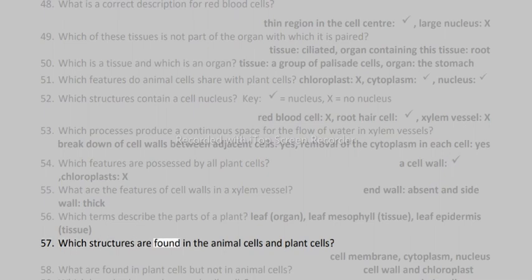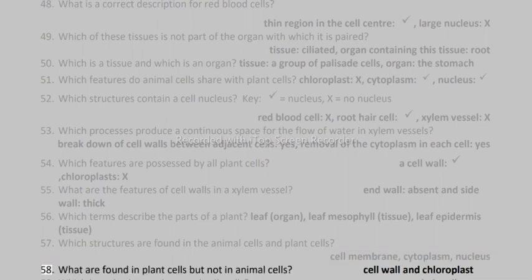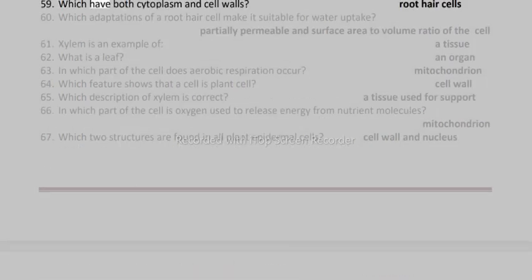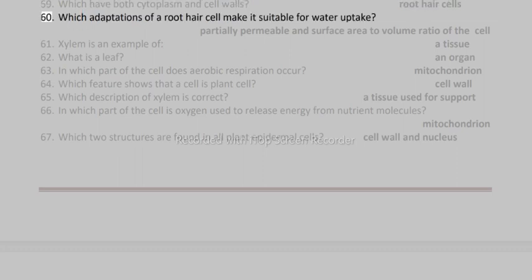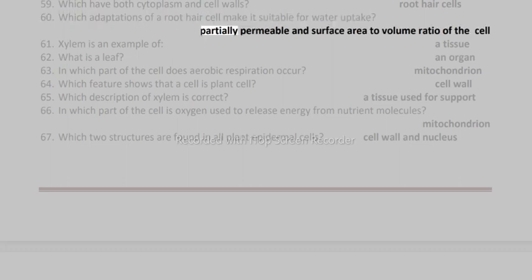57. Which structures are found in animal cells and plant cells? Cell membrane, cytoplasm, nucleus. 58. What are found in plant cells but not in animal cells? Cell wall and chloroplast. 59. Which have both cytoplasm and cell walls? Root hair cell. 60. Which adaptations of a root hair cell make it suitable for water uptake? Partially permeable membrane and large surface area to volume ratio of the cell. 61. Xylem.